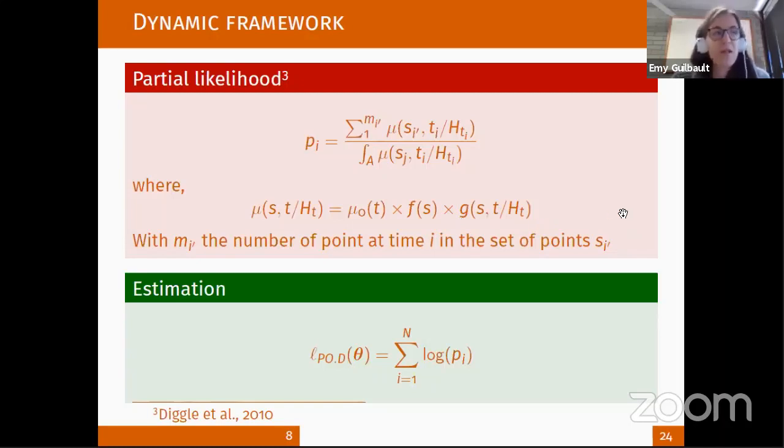This approach is based on a Cox survival analysis and later developed by Diggle's work. And it's quite interesting because the partial likelihood is tractable compared to a full likelihood in the frequentist work here.